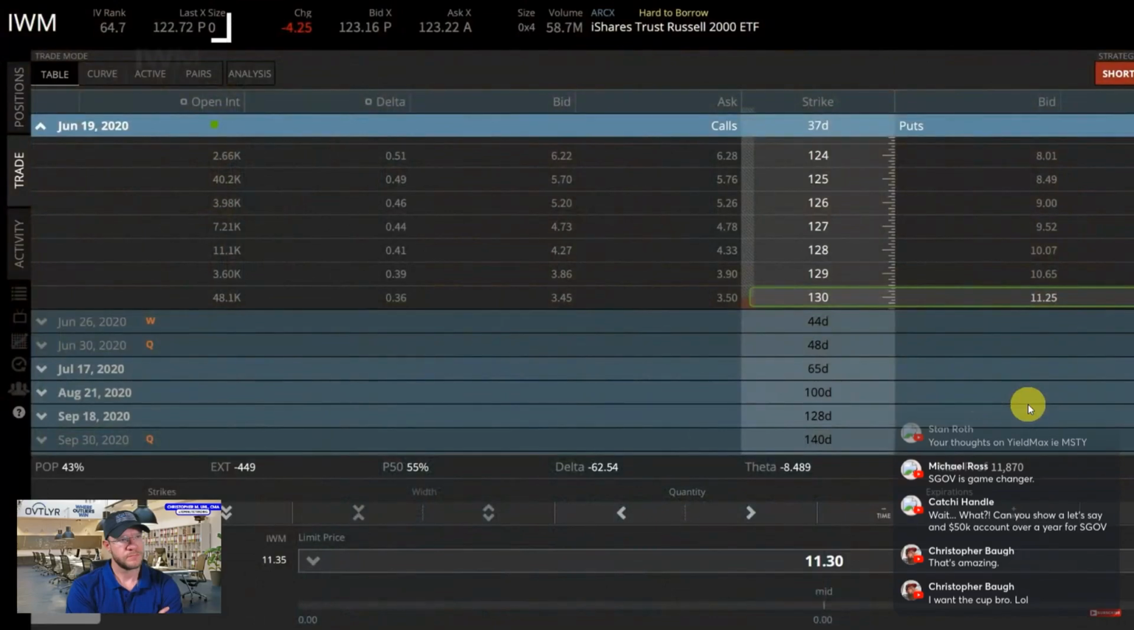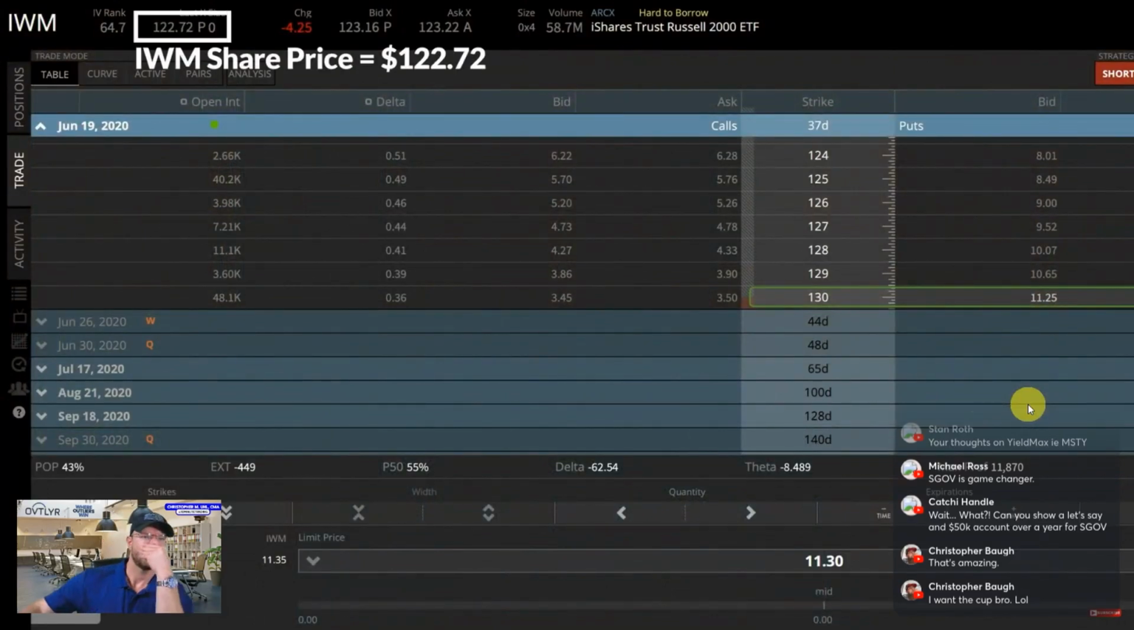But for now, I want to focus on teaching you how put option prices change relative to the stock price and why that happens. So let's go ahead and see what happens with this IWM put option. A few days later, as luck would have it, I took another screenshot of IWM, and this time IWM had fallen significantly since the first image that I captured, where IWM was over $130 per share. In this image, IWM is currently at a share price of $122.